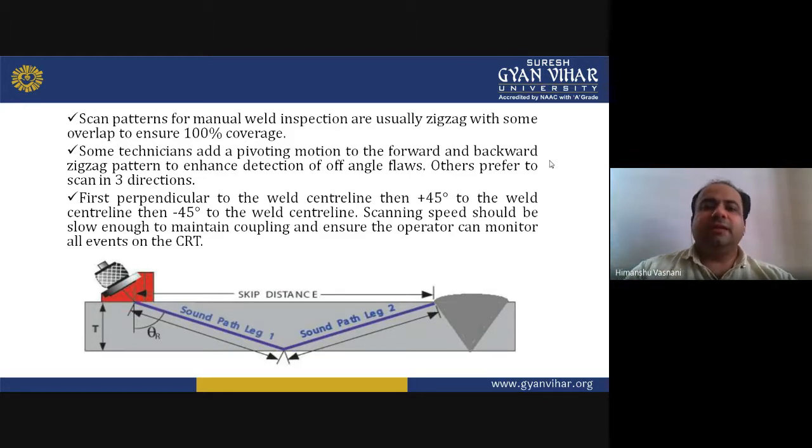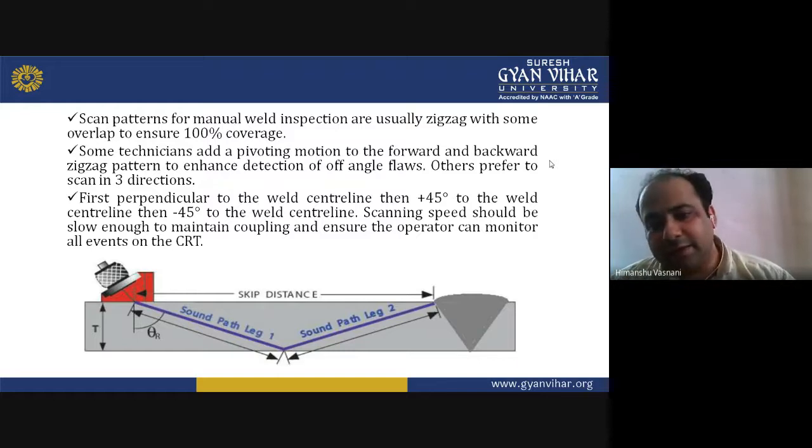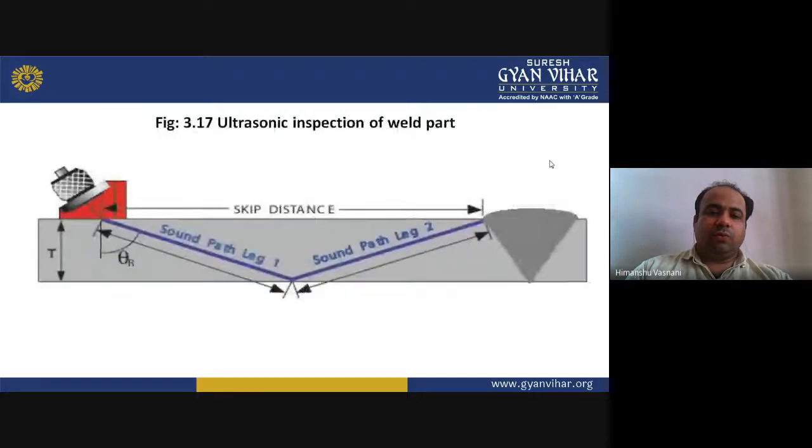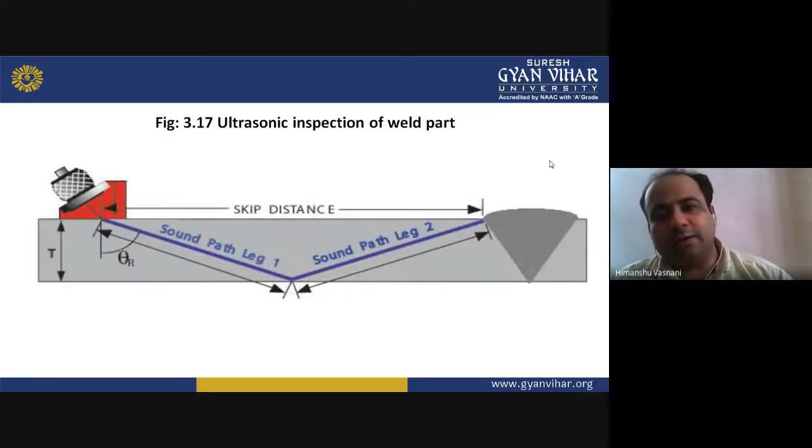The scanning speed should be slow enough to maintain coupling and ensure that the operator can monitor all events on the CRT. So in this way they go with the scanning process, and this is how the ultrasonic inspection of the weld part is done.